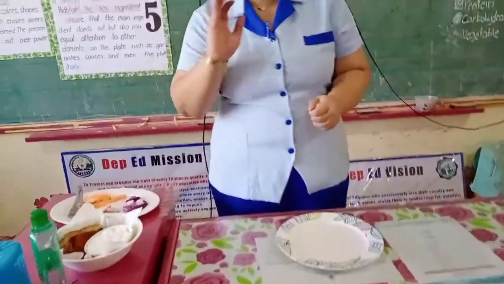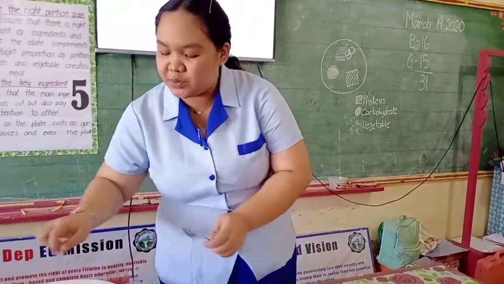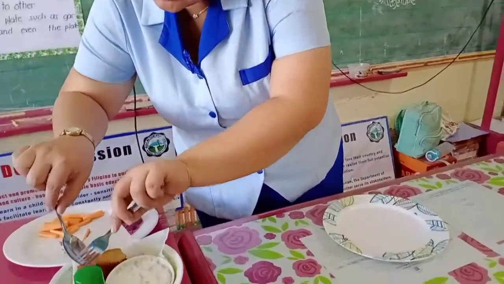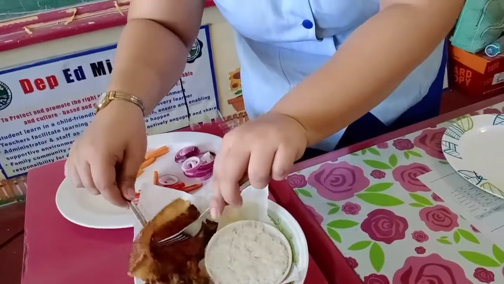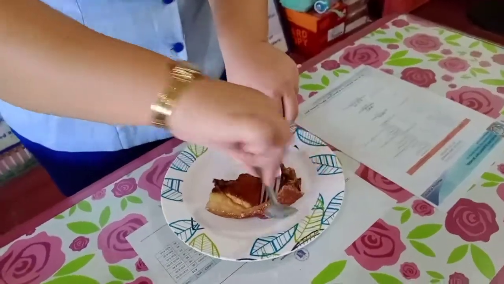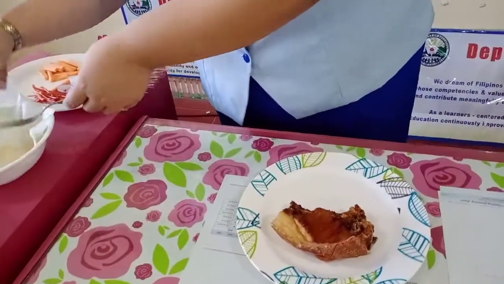Of course, always make sure that you wash your hands before you touch any food. Let's start with, of course, putting our protein. Protein is actually different kinds of meats, such as white meat for chicken, fishes, and of course the pork. Then let's add our carbohydrates.